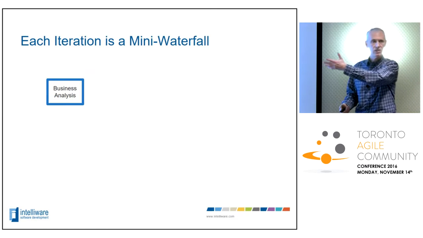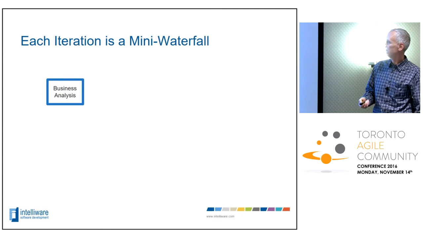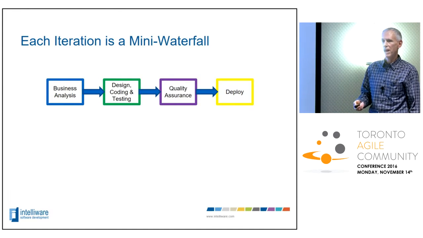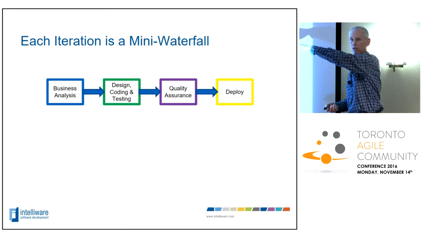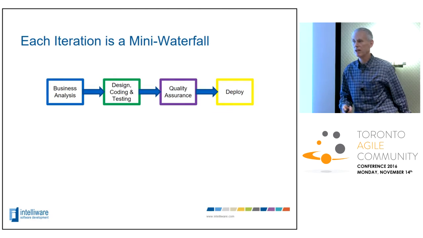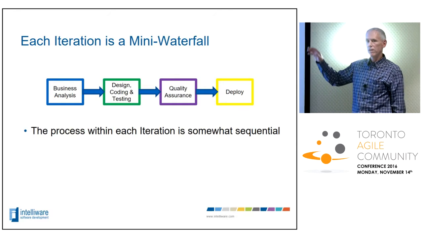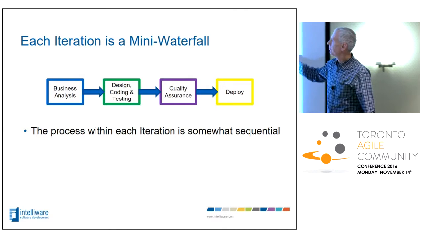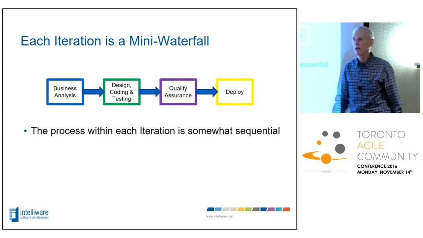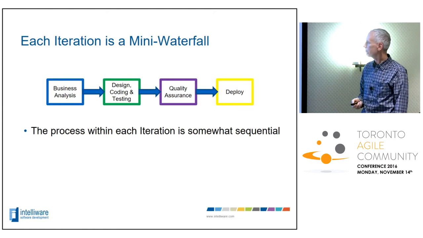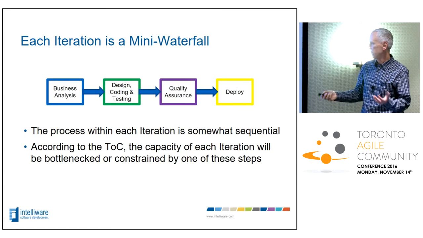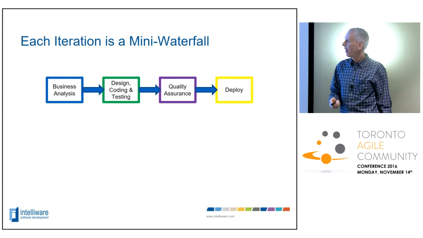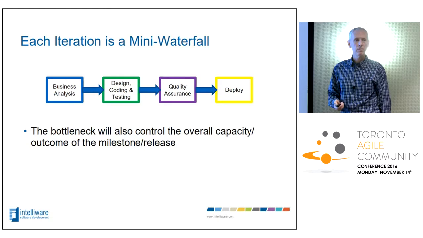So in a stepwise fashion, it looks like this, right? Design, business analysis, design, code, test, quality assurance, deploy. So you can imagine that this is like a throughput process of something going in one end and coming out the other. So the throughput or capacity of each iteration or sprint is basically going to be governed by whichever one of these steps is your bottleneck or your constraint. So according to the ToC, the capacity of each iteration is governed by the constraint of the steps. And the bottleneck will also control the overall capacity of your system.